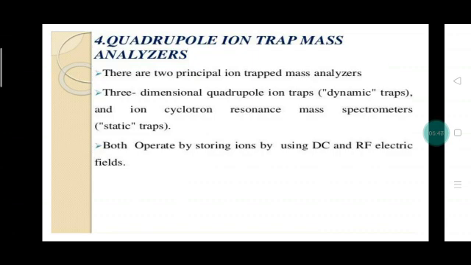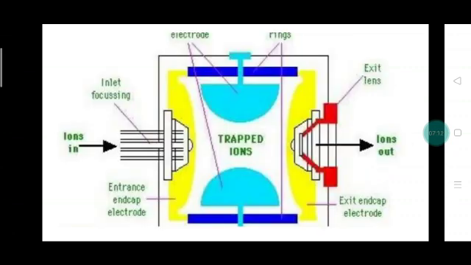Fifth one is quadrupole ion trap mass analyzers. In this mass analyzer, there are two principles: three-dimensional quadrupole ion traps and ion cyclotron resonance mass spectroscopy. Both operate by storing ions using DC and RF electric fields. Here is the block diagram of the quadrupole ion trap analyzer.